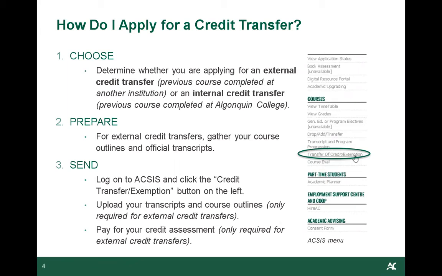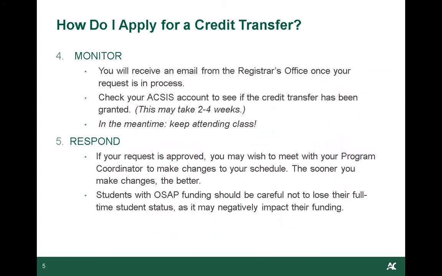Once you get your Access application in, the next step will be to monitor your email. You'll get an email right away after you submit the form, indicating that your credit transfer request is in process. And then you'll also get an email once your application has been approved or denied, which usually takes about 2 to 4 weeks. In the meantime, if you're currently taking that class, we recommend that you keep attending it until you hear back, just in case your credit transfer is denied.